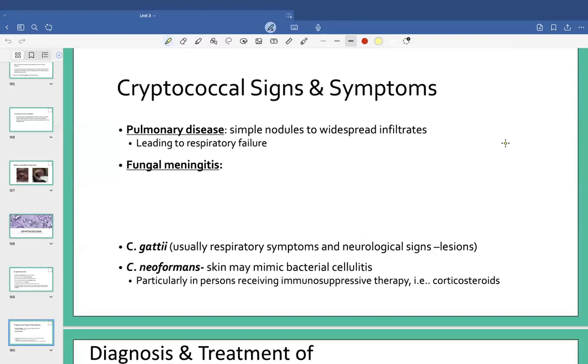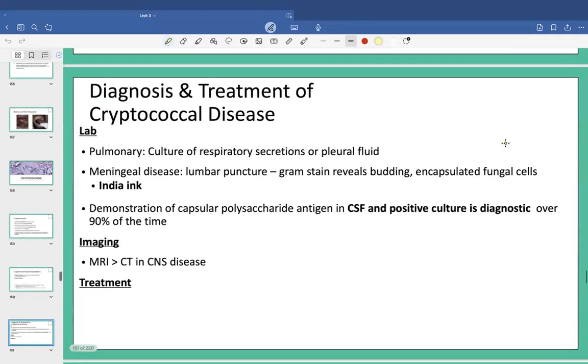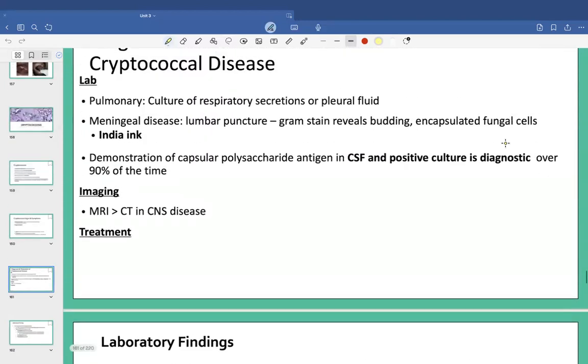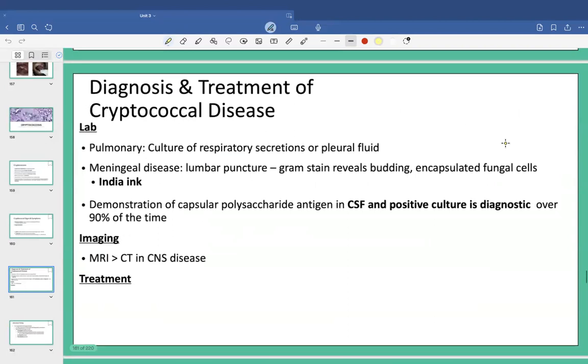And these are your reminders on how to do a Kernig and a Brudzinski sign when you're testing patients. Again, uncommon in AIDS patients. And then it says, in your current book, that communicating hydrocephalus may complicate the course. So that is when your CSF is produced, but it's not circulating like it should. So you have an excess of fluid.